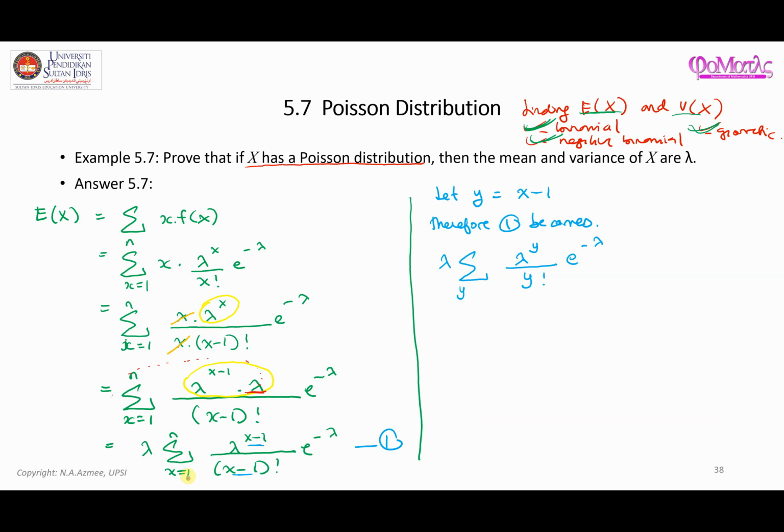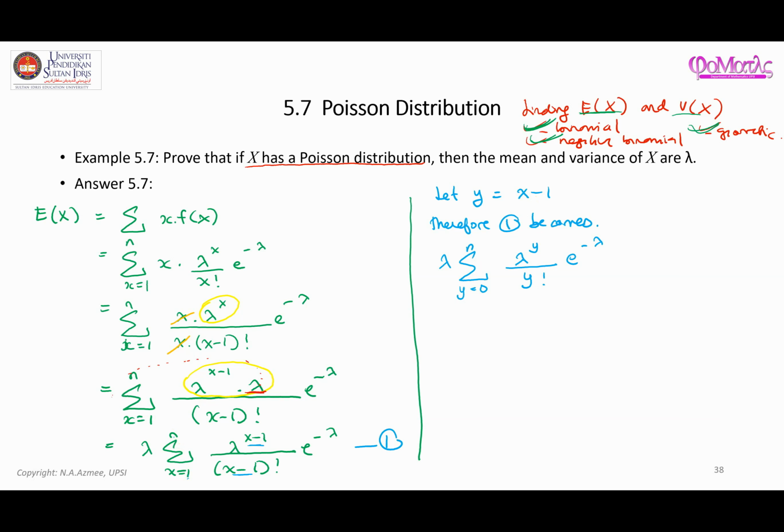If x is 1, you substitute that in, so y will begin from 0. If x is n, then you substitute that in, so that will be n minus 1. We can just write that as n, really.